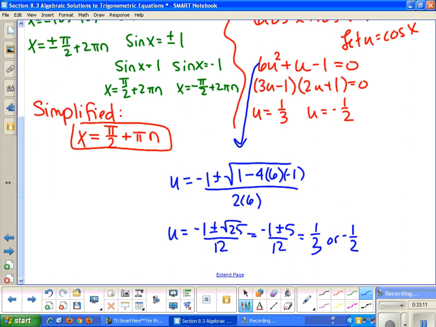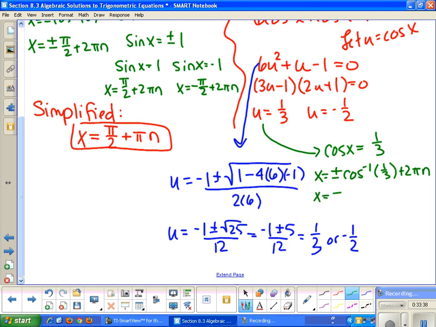So again, even if you forget how to factor, use the quadratic formula to find your solutions. Now the last step that we would have to do is substitute my cosine of x back in. So for this one, I get the cosine of x is equal to 1/3. So to find my solutions, I do x is equal to plus or minus the cosine inverse of 1/3 plus 2 pi n. So when I do this on my calculator, because it's not on my unit circle, I get x is equal to plus or minus 1.2310 plus 2 pi n.